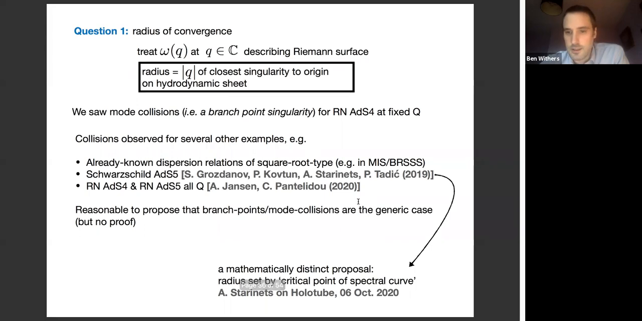I should highlight also something that was put forward in these papers, which I would say is mathematically distinct. They put forward the proposal that the radius is set by a critical point of a spectral curve. So I'll just mention that here, and if you want to find out more, you can read their papers, or Andre gave a talk on this holotube series several weeks ago, which I can recommend.